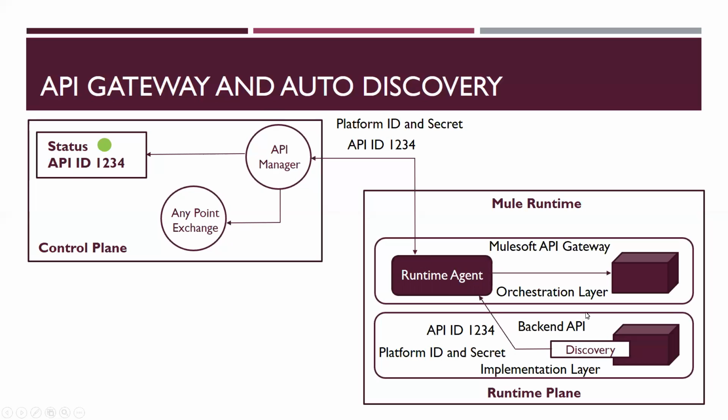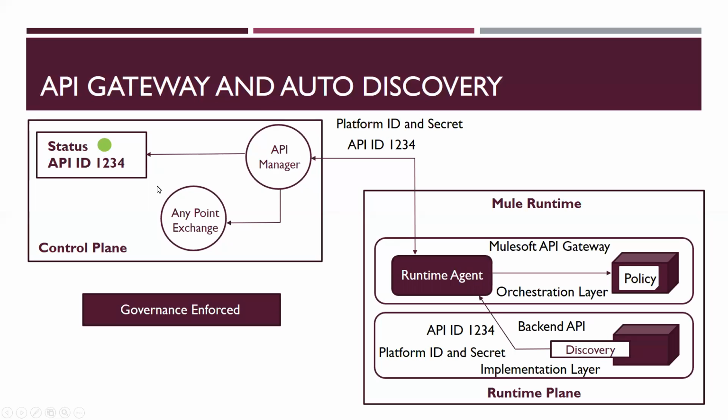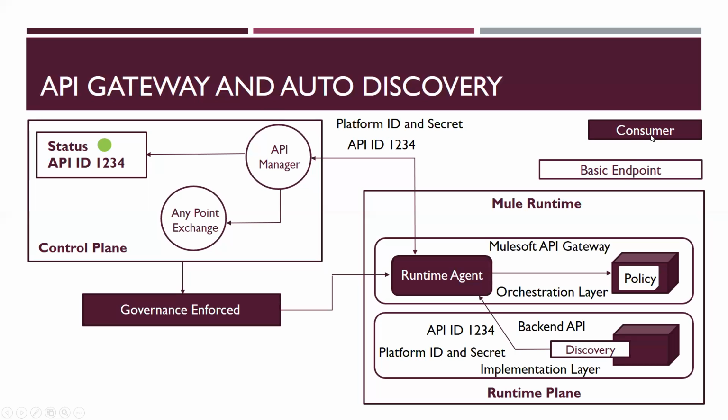After the mappings and everything is done, we need to apply some policy, right? When we are applying a policy, API Manager and Exchange will make sure that these policies are enforced. Let's suppose a consumer is trying to access our endpoint. When the consumer tries to access the endpoint, this gatekeeper will come into the picture. The consumer will not directly access our actual code.